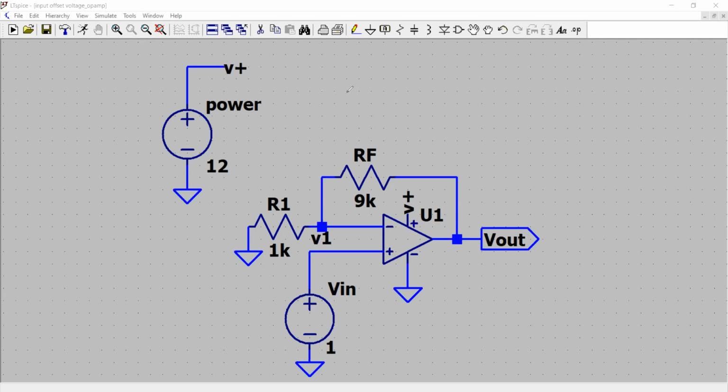We are going to talk about an operational amplifier's offset voltage. In particular, we will talk about input offset voltage, and we will also see what this input offset voltage is and how this offset voltage at the input causes an offset voltage at the output. So there are two terms, offset voltage at the output.